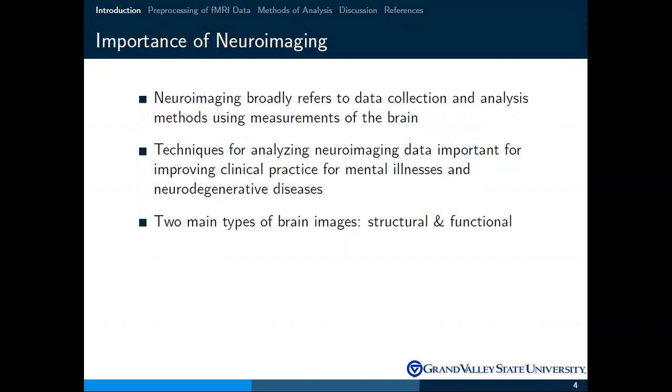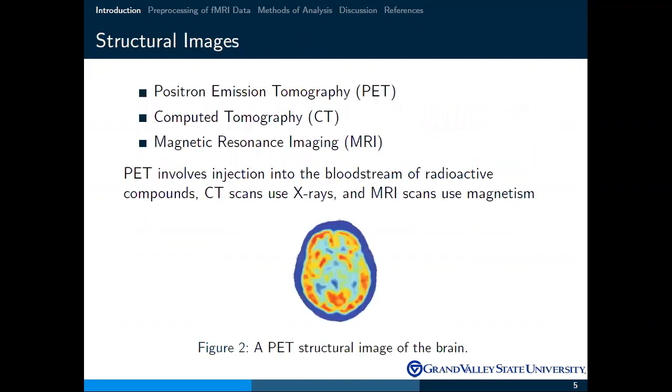Two of the main types of neuroimaging data are what we call structural and functional imaging data. So before we get into fMRI data, which is a type of functional imaging data, we'll talk about some of the common structural imaging modalities. So some of the most common ones, which you may have heard of before, are positron emission tomography images, or PET images. These use an injection of a radioactive tracer into the blood in order to produce a three-dimensional image of the body or brain. We also have CAT scans, computed tomography scans, which use X-rays to produce a three-dimensional image of the body or brain.